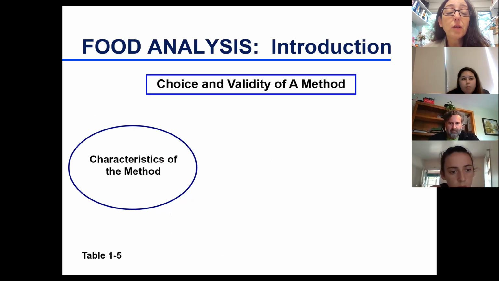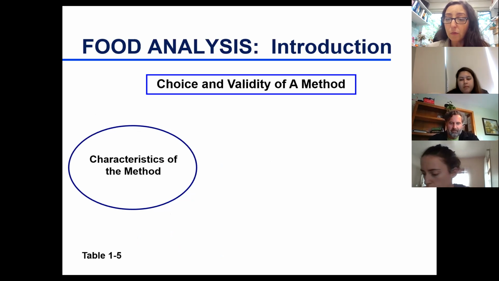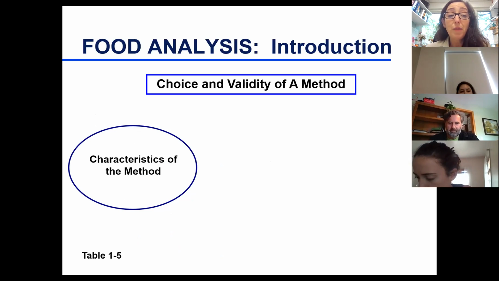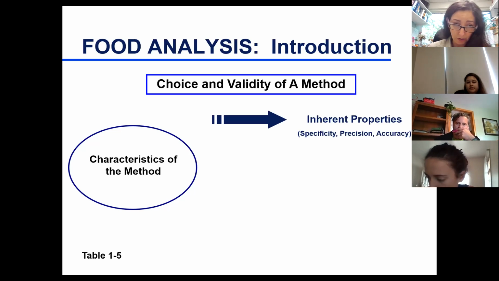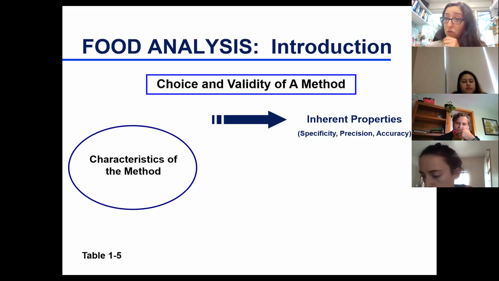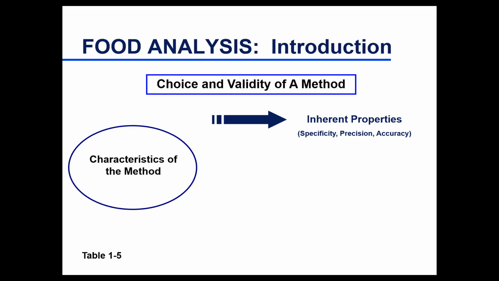Okay, so once we know what type of analysis we want to conduct, we need to choose a method. And to choose a method, we have to look at the characteristics of the method. This is table 1.5 in your book chapter. You can review that table. It's good for revision. In there, you'll see that the inherent properties of the method are very important.